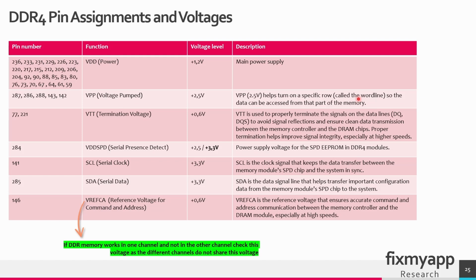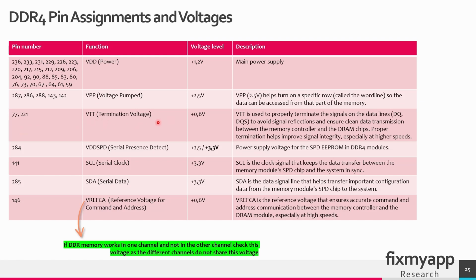Inside each RAM chip there are rows and columns of tiny cells that store data. The voltage pump 2.5 volt helps to turn on a specific row called the word line, so the data can be accessed from that part of the memory. This voltage is different than the voltage of the VDD power, because the VDD power uses 1.2 volt and the voltage pumped uses 2.5 volt. So VPP helps with a specific job inside of the memory that makes it run better.